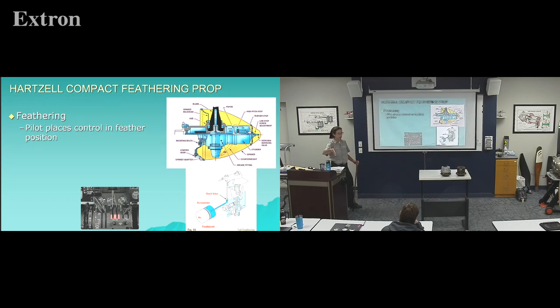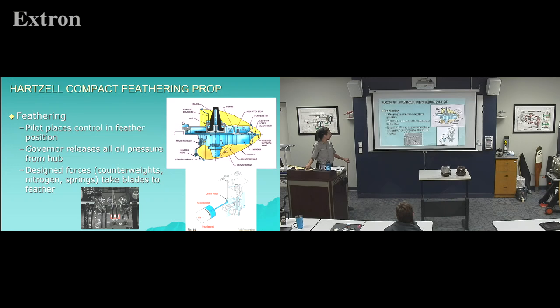So what is happening with any oil in the hub? It is going out; we are dumping that. And what is taking us into full feather? Counterweights, springs, and nitrogen. So the governor releases all the oil pressure from the hub because it lifts the pilot valve up beyond normal high blade angle, and then counterweights, nitrogen, and springs take us to feather.